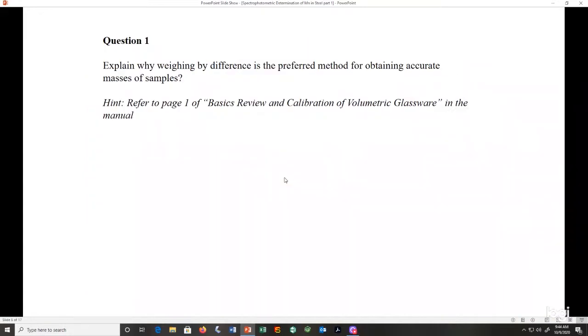Question 1. Explain why weighing by difference is the preferred method for obtaining accurate masses of samples. Hint, refer to page 1 of Basics Review and Calibration of Volumetric Glassware in the manual.